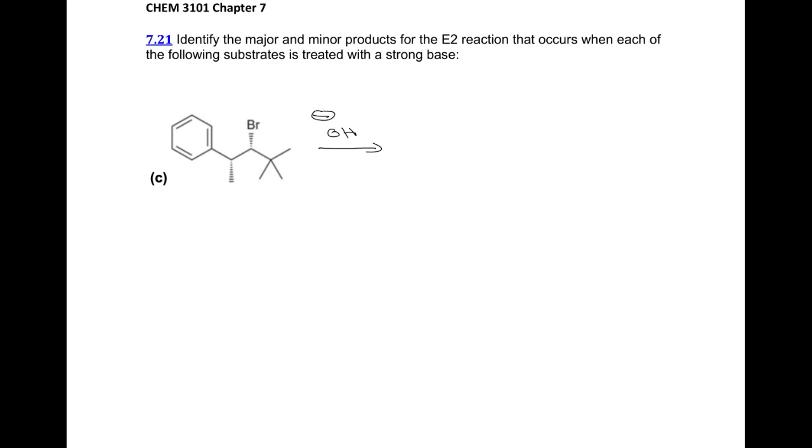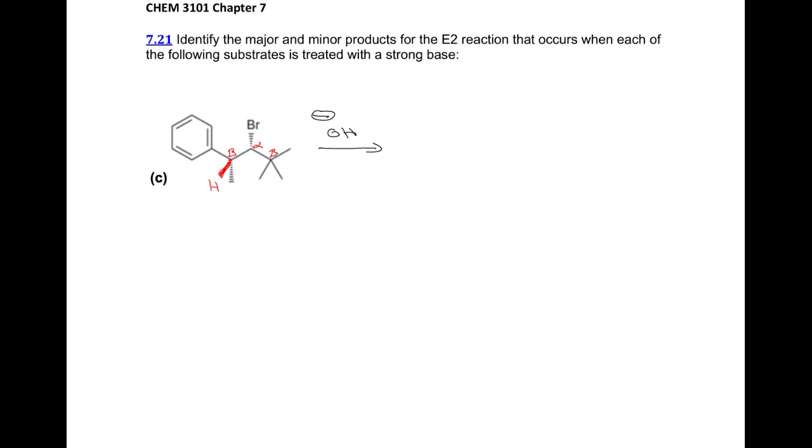It doesn't matter. We're just choosing a strong base, and we're doing an E2 elimination reaction. So if we look at the alpha carbon, this is the one that the bromine is attached to. There's my alpha carbon. You can see I have a beta carbon here and a beta carbon here. The beta carbon on the right has no protons attached to it whatsoever, whereas the beta carbon on the left does have one proton attached to it.